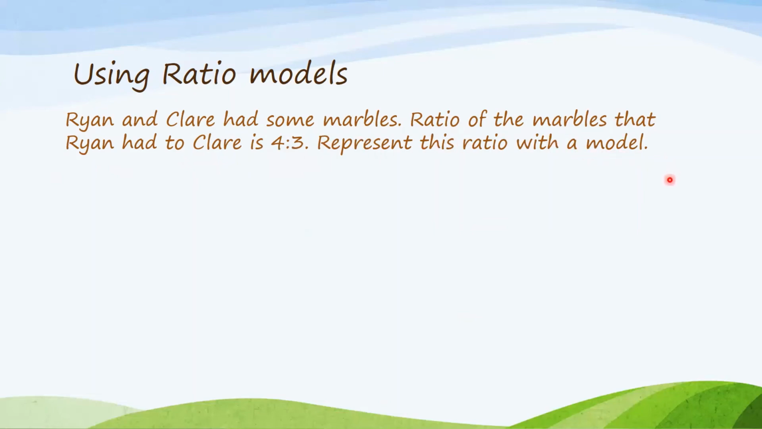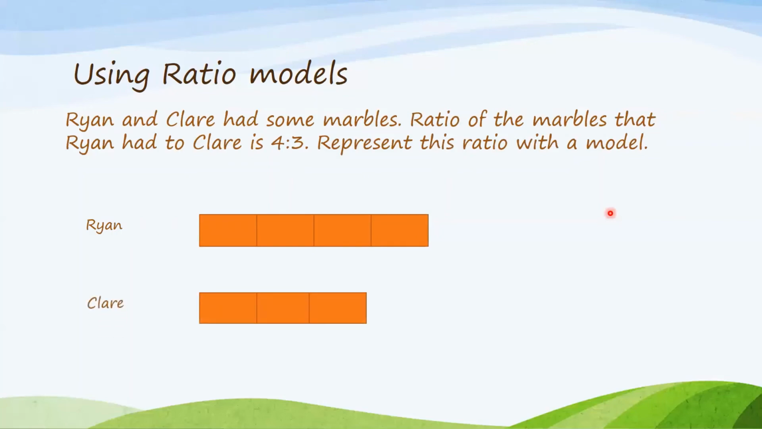They usually won't ask questions like this, but I'm trying to explain to you how to draw a model. So Ryan will basically have 4 units. 1, 2, 3, 4. Claire will have 3 units. 1, 2, 3.